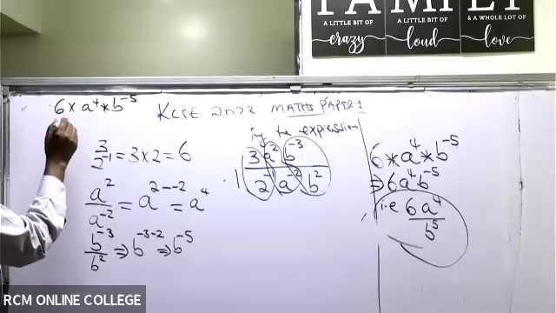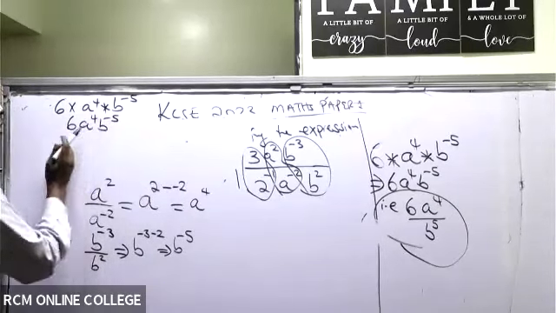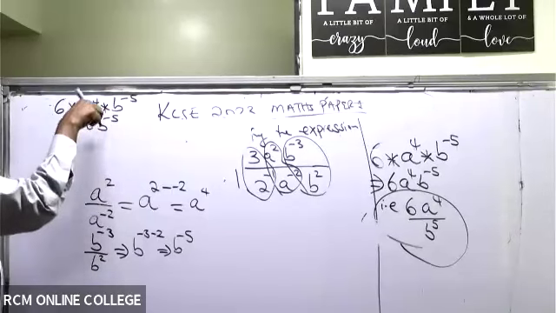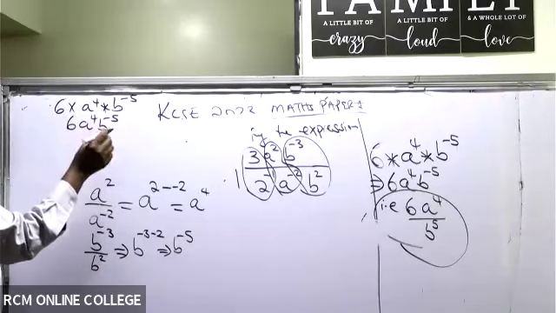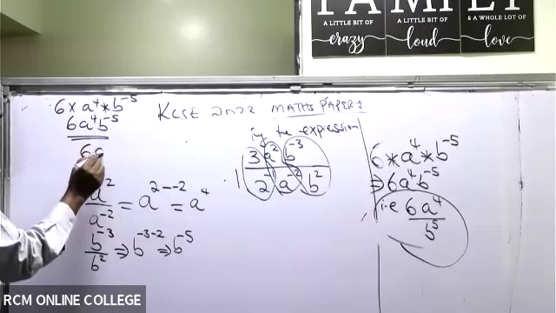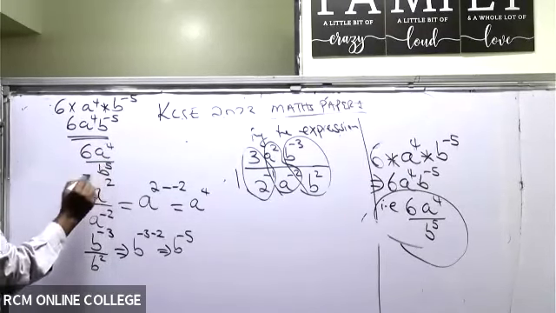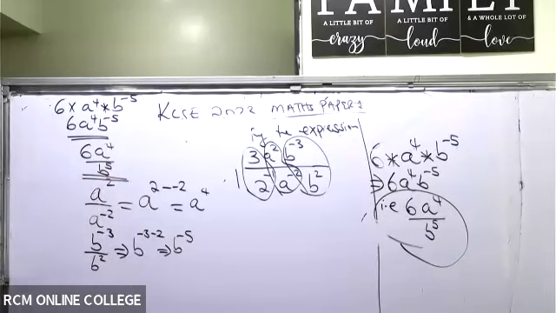So it will be 6a raised to 4, b raised to negative 5, which at the end of the day, this b, I can drop it down. It belongs to the denominator because when it is minus 5 like that, it belongs to the denominator. So this will be the same as saying 6a raised to 4 over b raised to 5.